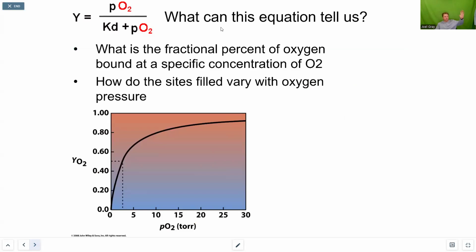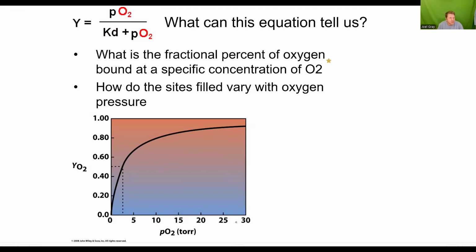Now that equation right there is displayed with this graph right here. This is an example of an oxygen binding curve. What is the fractional percent of oxygen at a specific concentration of O2? So when we look at one of these graphs, that's the question that we're looking to answer. And the way that we do that is we look along the x-axis. So for example, we want to find the coordinates.